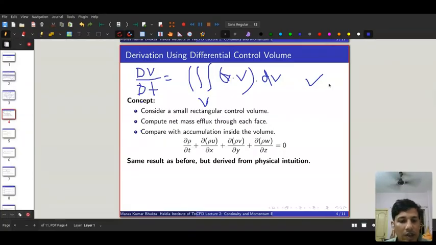Now if we imagine that the moving control volume is shrunk to a very small volume, essentially it becomes the infinitesimal moving element. If we shrink that volume into a very small volume, then what will happen? This integral term now becomes zero.